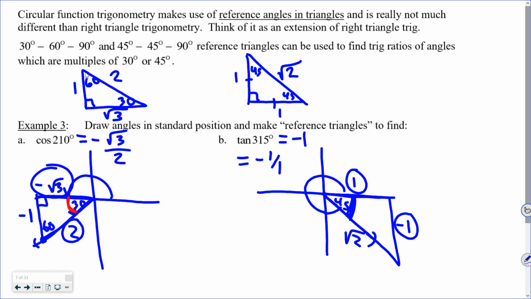So again, any angle you ever find, other than if it falls on an axis, the x-axis or y-axis, will always be a 30, 60, or 45. You'll be able to draw a 30, 60, or 45-degree reference angle triangle to figure it out and to find that.